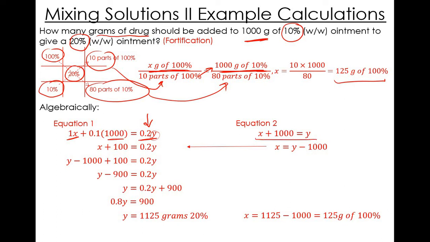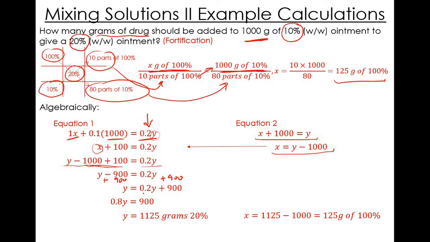Our other equation over here that we can use to substitute is that x, the grams of pure drug that we add, plus 1,000, which is the grams of 10%, will equal y, grams of 20%. So we can rearrange so that x is y minus 1,000. So let's substitute x here with y minus 1,000. Plus 100 equals 0.2y. We can combine these two numbers to get y minus 900 is 0.2y, and add 900 to both sides.